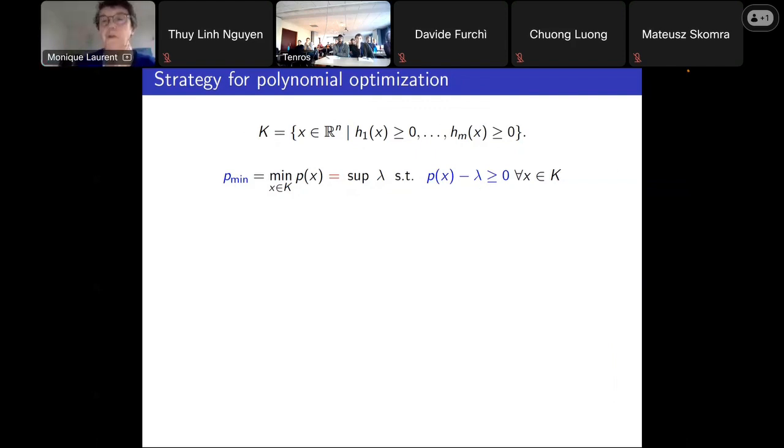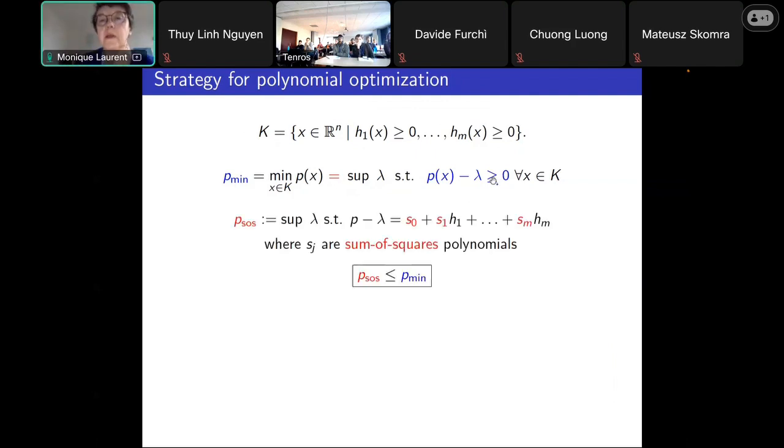This is an easy observation, but a useful one. Testing non-negativity is hard because computing the minimum of a polynomial is hard. So this first line is hard, but the idea is to relax this hard line by something which might be easier, hopefully. And what we will now do is to look for sufficient conditions for P minus lambda to be non-negative. And what we do is we ask that P minus lambda can be written as follows.